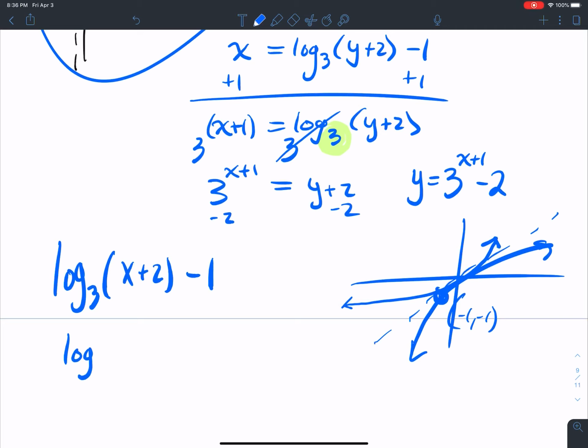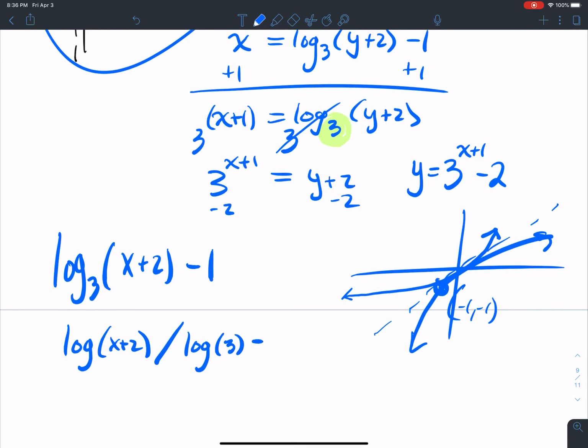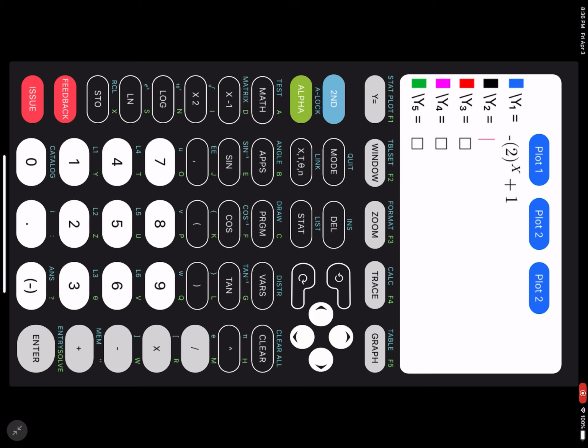It's log of x plus 2 divided by log of 3. Okay, that gets you this first part here. And then minus this. So that's how you'd have to do it. So you got to know the trick if you're going to use your calculator to help you out.